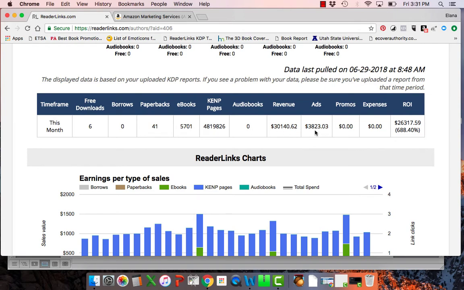Now I run Facebook ads as well, so this ad spend is not Amazon ads only. I think I've spent about 700 on Facebook this month. So we're going to say this is about 3,000 on my ad spend. And it shows you my ROI here. It calculates it for me. So I can see that I'm making a bunch of money off of my ads.